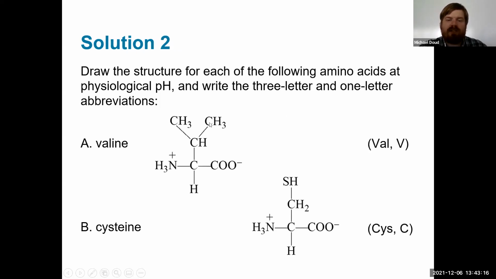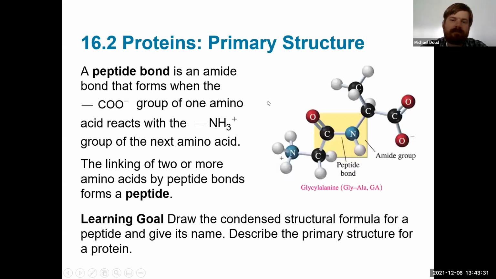Okay, let's take a look here. So valine has this isopropyl group. Cysteine is a thiol group connected to a carbon that's then bonded to our alpha carbon. So again, it's pretty easy once you draw the basic structure down here. You just have to put the side chain up above it. Okay, so those are our amino acids.